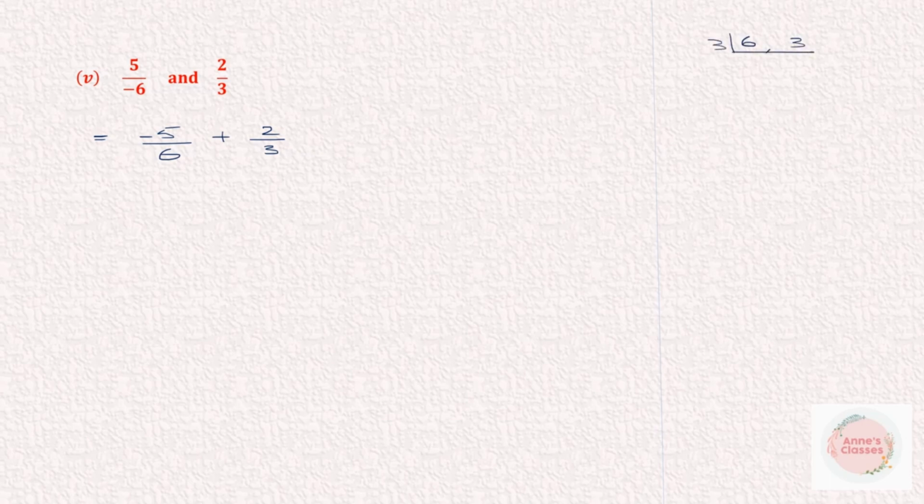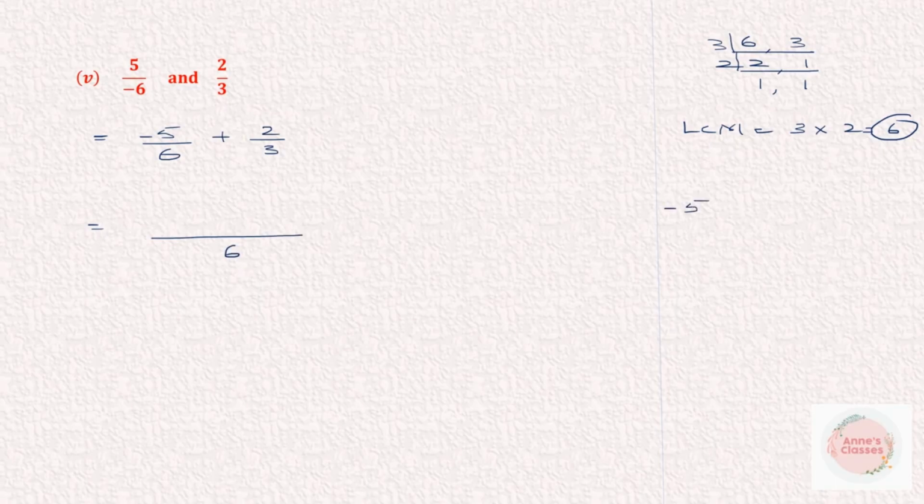Now 3 twos are 6, 3 ones are 3. Then we have 2, 2 ones are 2 and we bring down 1. So the LCM is 3 into 2 which is 6. So LCM is 6. We're going to use that as the common denominator 6. Now let's use the other method to find the numerators. So minus 5 by 6 into 6. Okay, so we cancel. So you take the fraction and you multiply it by the LCM. So now what do we have here?